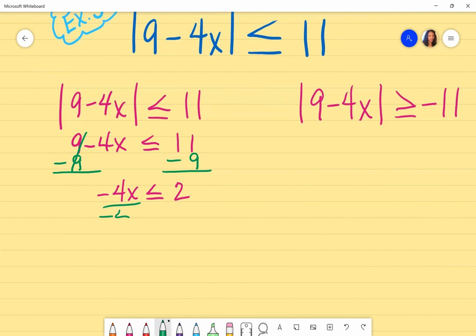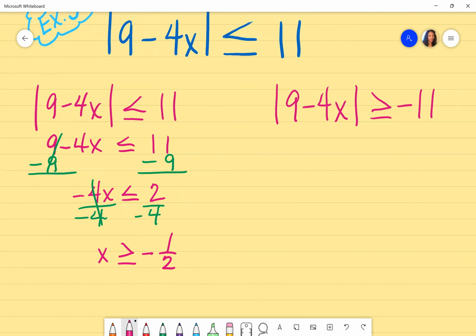It's a negative 4. Now, pay attention to this because if you ever have a negative that you are dividing both sides by, you're going to have to flip your sign. That's just part of the rule. So this x now is no longer less than or equal to, it is greater than or equal to. And then once I simplify 2 divided by negative 4, I have negative 1/2, or negative 0.5 if you want to look at it as a decimal.